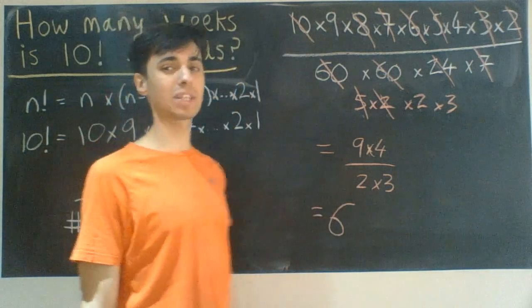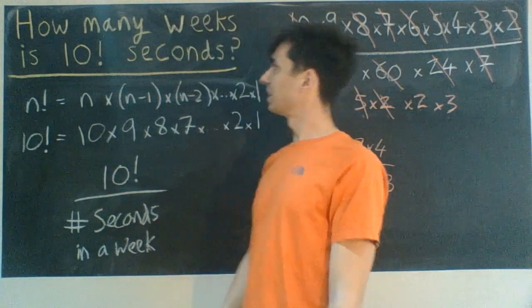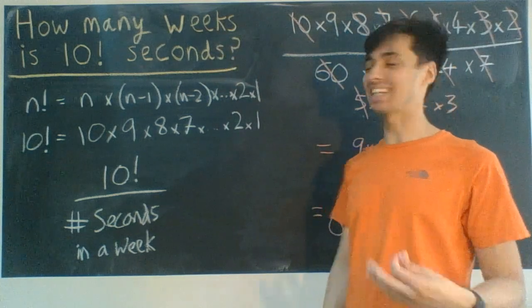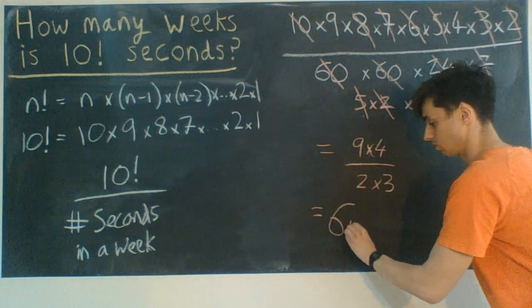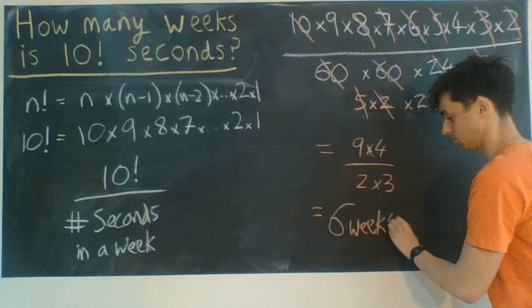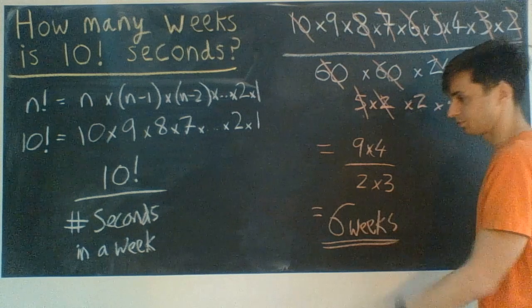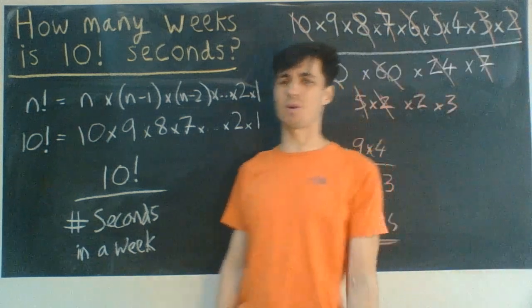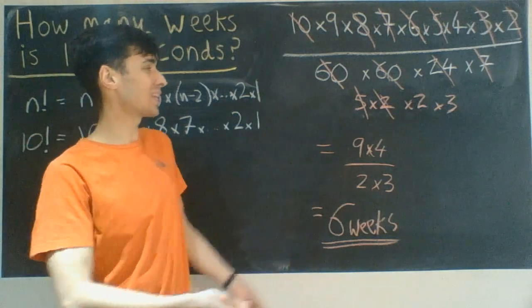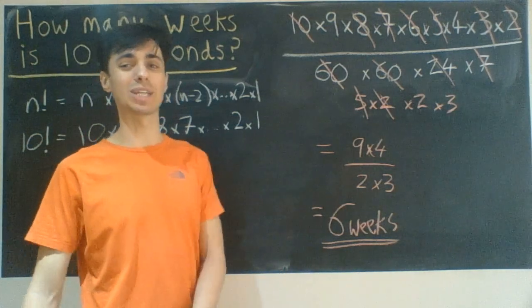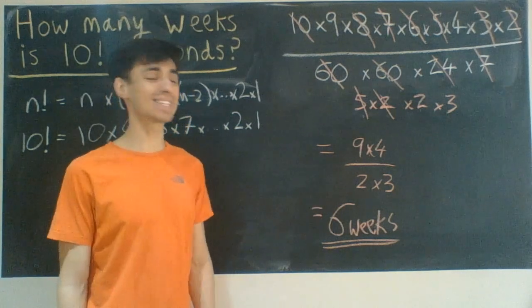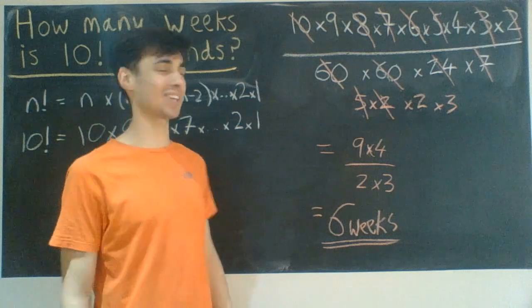And it's worth us now thinking, well, what did that actually tell us? It tells us that 10 factorial seconds is exactly 6 weeks. So let's write that in. And this is maybe a surprising result, because 10 factorial seconds is just a really large and unwieldy number of seconds. It's quite elegant that it makes exactly 6 weeks with not a single second left over.